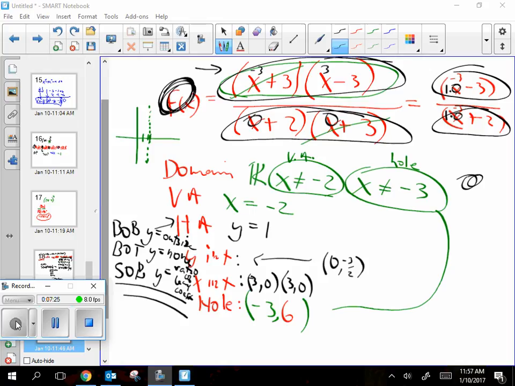If the hole's at negative 3, then you can't have an x-intercept in the same spot. So that one's disqualified. That cannot be one of your x-intercepts. Here's another way to say it. If you stick in negative 3, this equation's going to have a 0 on the bottom, and therefore it fails, and therefore it's not going to be an x-intercept there.